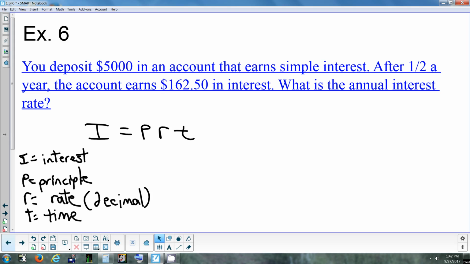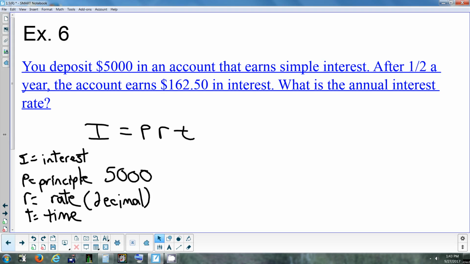So let's look at it. You deposit $5,000. So our choices are I, P, R, T. Which one is that going to be: my interest, principal, rate, or time? The 5,000. That's how much I'm putting in. That's the principal, right? So I'm just going to write next to principal, $5,000, in an account that earns simple interest, okay?